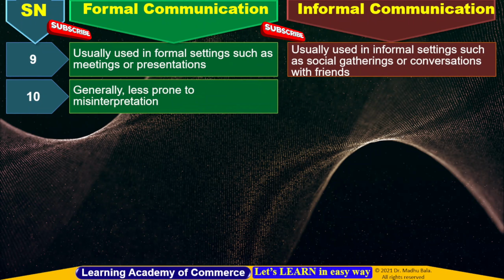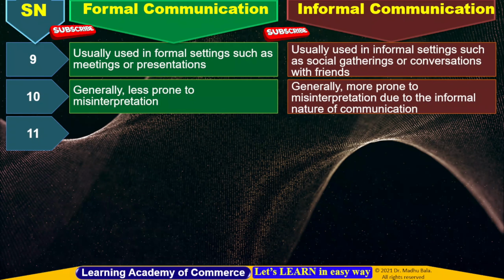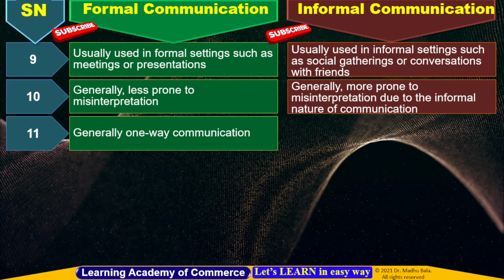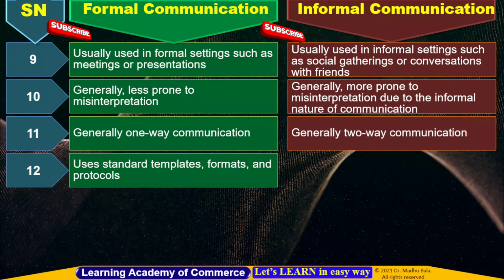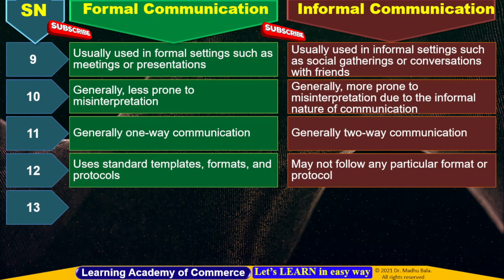Formal communication is generally less prone to misinterpretation, while informal communication is generally more prone to misinterpretation due to the informal nature of communication. Formal communication is generally one-way communication, while informal communication is generally two-way communication. Formal communication uses standard templates, formats, and protocols, while informal communication may not follow any particular format or protocol.